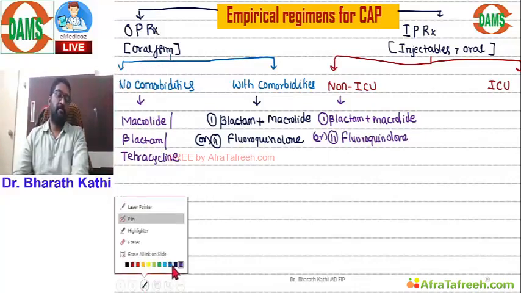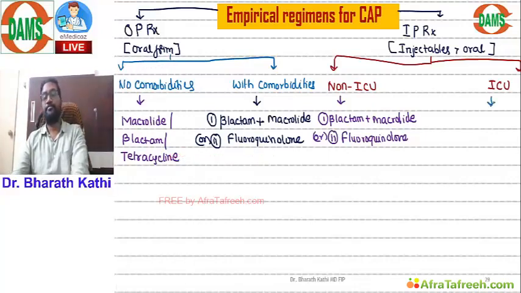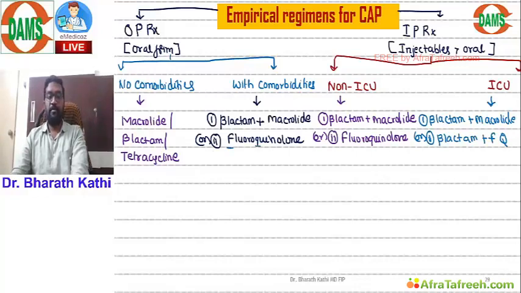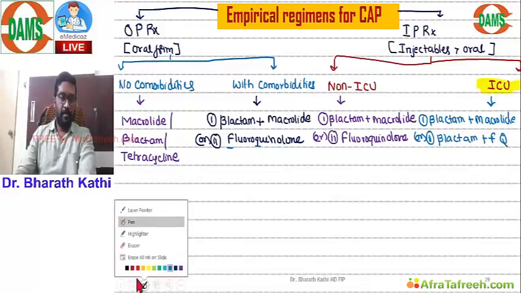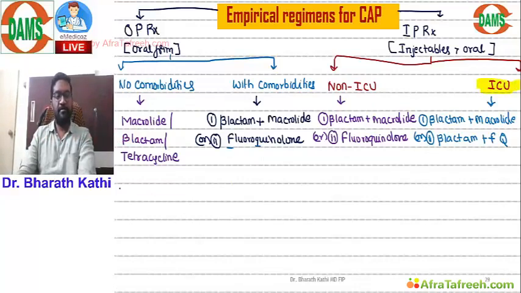Now if it is within the ICU, we have first preferred regimen beta-lactam with macrolide, or beta-lactam with fluoroquinolone. So FQ is nothing but fluoroquinolone. Now if at all patient is in ICU, there are few special considerations that you should know.